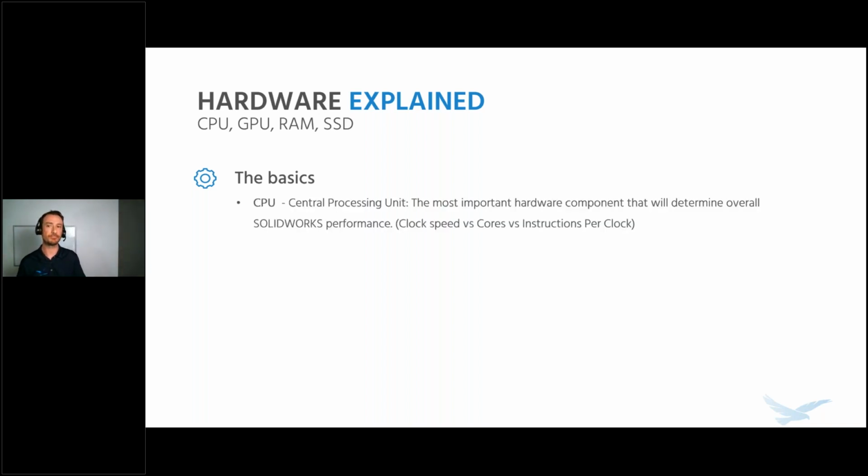So let's talk about components of a computer. Really, there's four main ones: the CPU, GPU, RAM, and SSD that we're going to focus on. And just some real brief definitions here. The CPU, that's the central processing unit. So we're talking about the most important component of your computer build that will determine the overall performance of SolidWorks. There are three main specifications that you should be aware of when you talk about processors or CPUs, and that's clock speed, the hertz rating that the processor processes at, as well as how many cores it has. That's just how many simultaneous parallel processes it can complete at a given time.